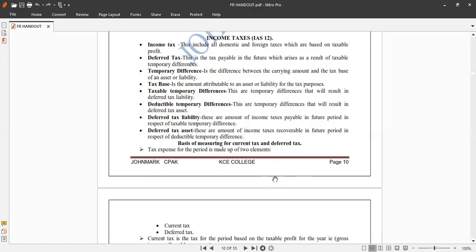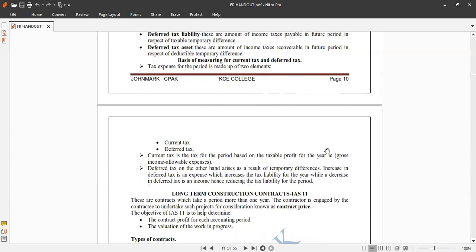Now, an increase in deferred tax is an expense. Let me repeat again. An increase in deferred tax liability is an expense, whereas a reduction in deferred tax liability is an income. So the tax expense for the period is made up of two elements: the current tax and the deferred tax. Current tax is the tax for the period based on the taxable profit for the year. But deferred tax, on the other hand, arises as a result of temporary difference. An increase in deferred tax is an expense, which increases the tax liability for the year, while a decrease in deferred tax is an income, hence reducing the tax liability for the period.